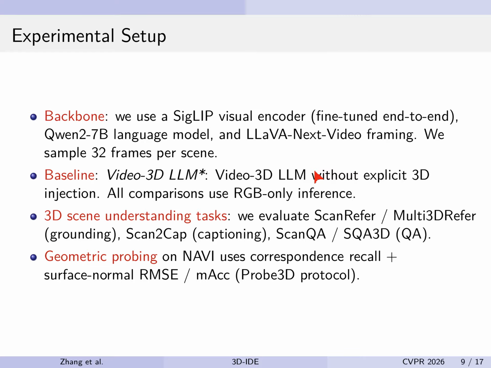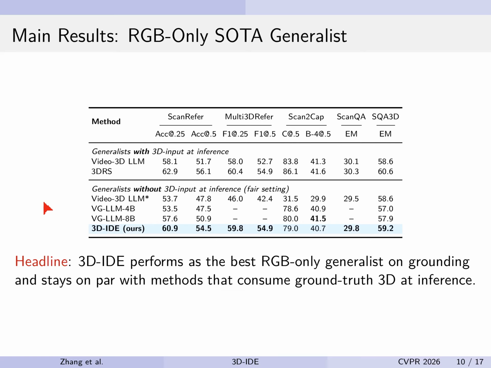scene. The baseline uses Video-3D-LLM after removing explicit 3D injection and uses only RGB at inference. We evaluate on tasks including ScanRefer, Multi3DRefer, Scan2Cap, ScanQA, and probe geometry via an API. Our RGB-only model achieves state-of-the-art in generalist 3D scene understanding, performing on par with methods using explicit 3D at inference. Headline: we deliver the best RGB-only generalist results on grounding and match 3D-input models on key tasks.